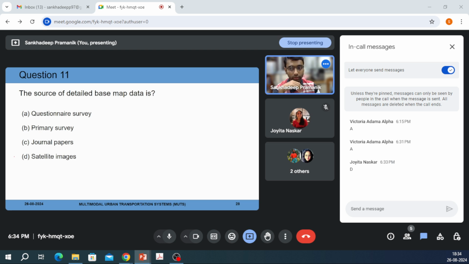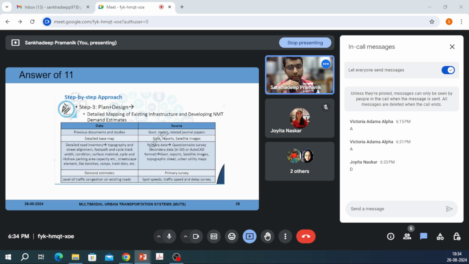Yes, it is option D, satellite image is the correct answer. In the plan and design step, we have discussed different data and sources, like documents or detailed maps we need, detailed road inventory we need, and where we can find this type of data. We discussed that there.